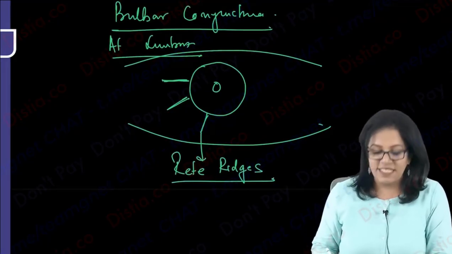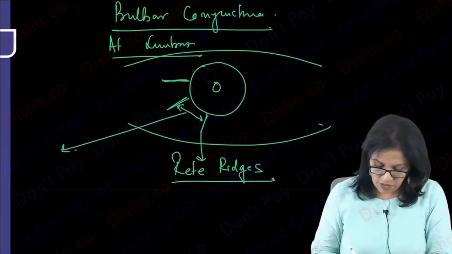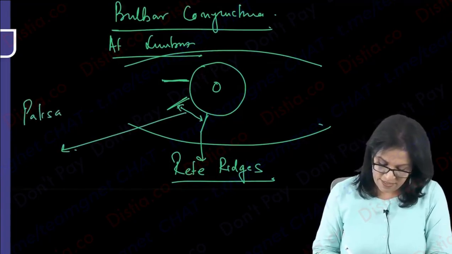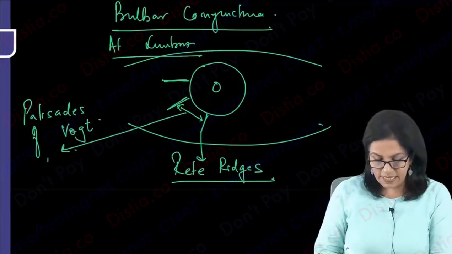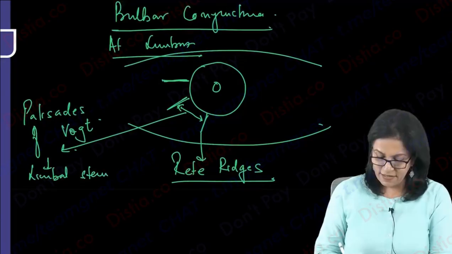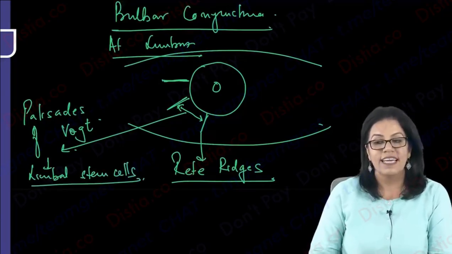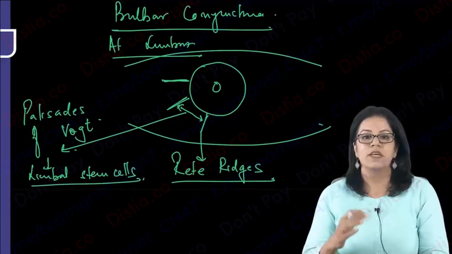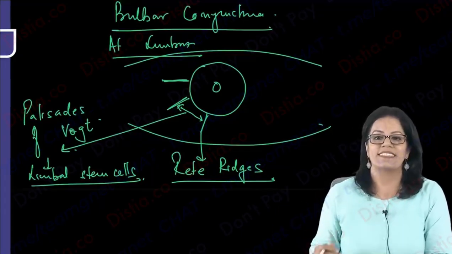And the space between the two, this is what is palisades of Vogt. Now this one is important for your exams. Palisades of Vogt, right? Okay, so this palisades of Vogt contains the limbal stem cells. Can we remember this? This is where the limbal stem cells are located. This is very important. It is the stem cells which give rise to continuous renewal of the corneal epithelium, through these limbal stem cells.